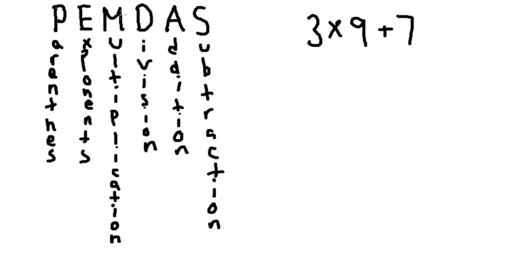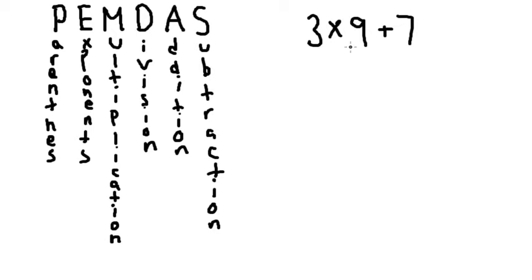So my order of operations says, do I have any parentheses? No, so I skip that. Do I have any exponents? No, so I'll skip that. Do I have any multiplication? Yes. So I want to do the multiplication first, before the addition.